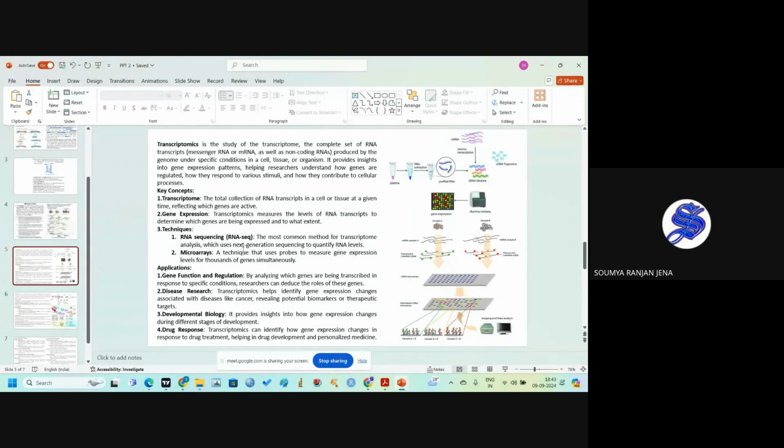Then, what is the application? The gene function and regulation. By analyzing which genes are being transcribed in response to specific conditions, researchers can deduce the roles of those genes, if we find any particular gene is responsible for that. For example, we know if a mutation occurs in the P53 protein, then it leads to cancer, because P53 is a tumor suppressor gene.